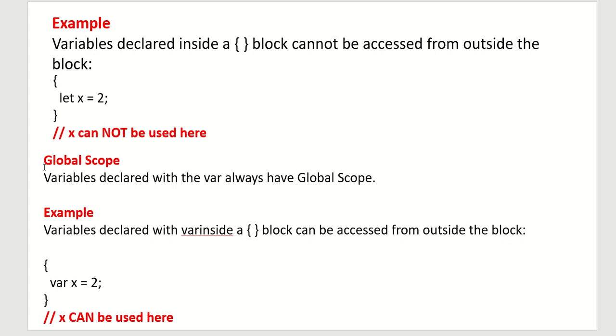Now, what is global scope? Variables declared with var always have global scope. That means variables declared with var inside a curly bracket or curly block can be accessed from outside the block also. That means inside this curly bracket, if you are writing var x equal to 2, then x can be used outside of this block also.